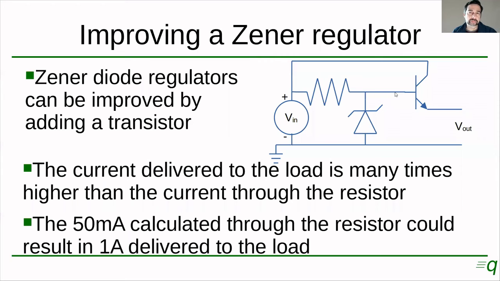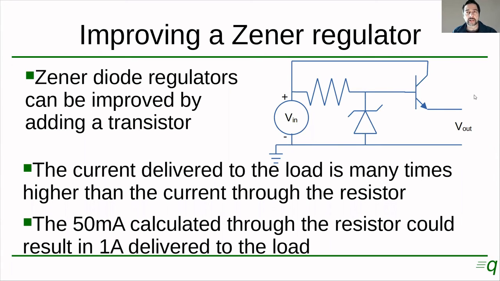So in the case of the previous examples, we may have a current varying between 0 and 50 milliamps here, which is what this regulator is going to be providing. And this may be translating in a current varying from 0 to 1 amp over here, okay? So this is how the transistor can improve it. We keep the resistor and the Zener diode within a limited operating zone, which is maybe 0 to 50 milliamps, and we can deliver 0 to 1 amp to the load.